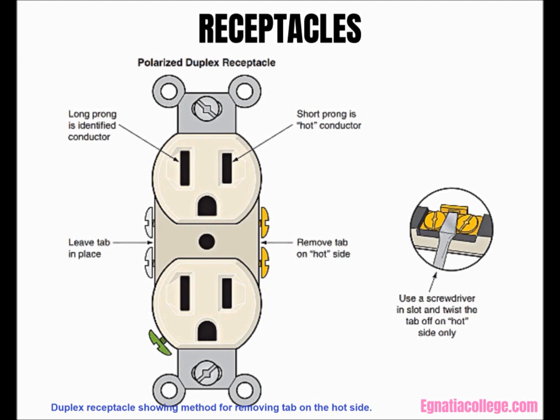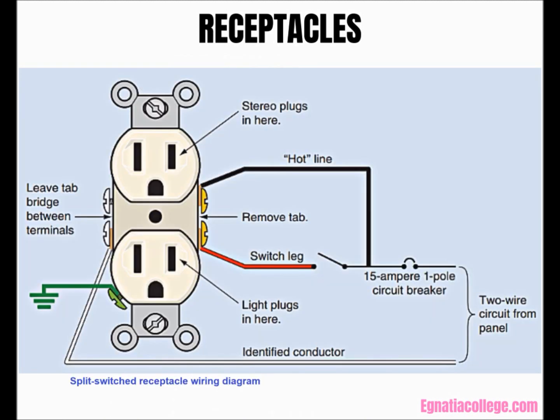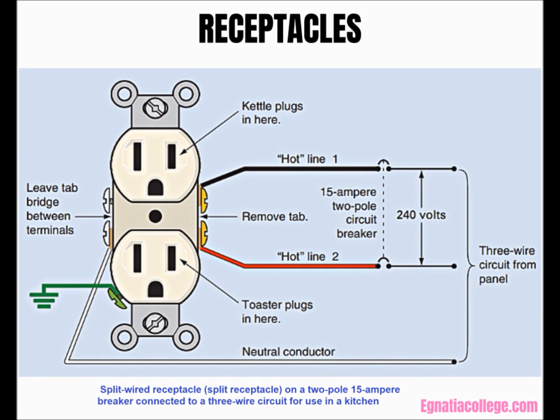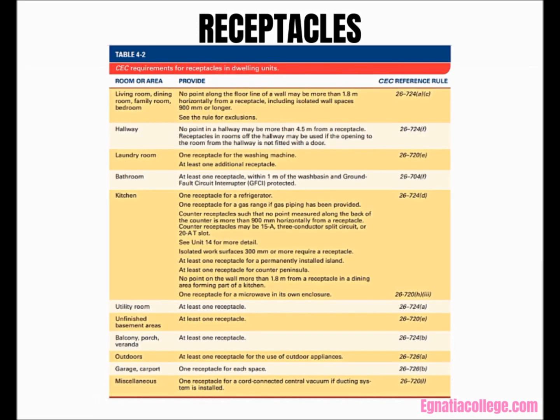This unit will identify the locations where the CEC requires 15 ampere, 125 volt, 5-15R, and 20 ampere, 125 volt, 5-20R receptacles. In this figure you can see a split-switched receptacle wiring diagram. In this figure you can see a split-wired receptacle, split receptacle, on a 2-pole 15 ampere breaker connected to a 3-wire circuit for use in a kitchen.